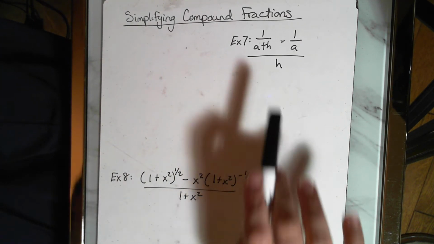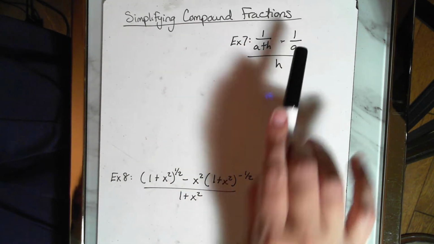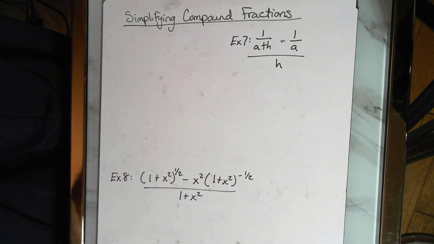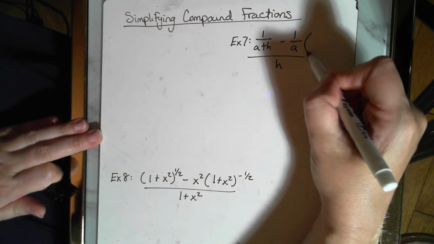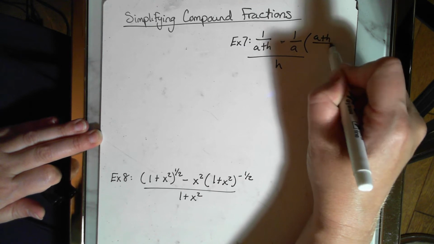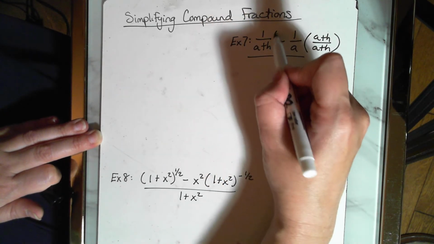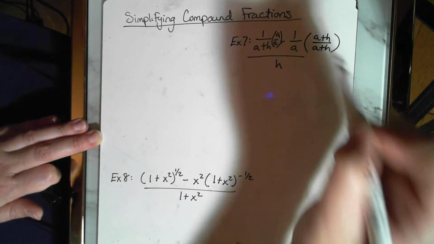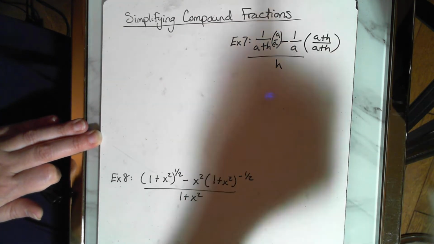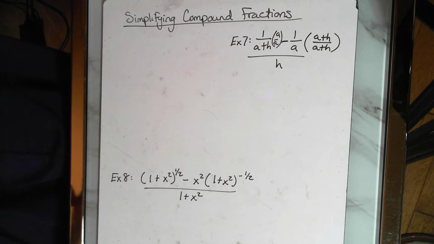Okay, so in this example, again, I need to combine these. They need common denominators. So this fraction is going to be multiplied by a plus h over a plus h. And the first fraction is going to be multiplied by a over a. Okay, and remember this was subtraction in between. Don't want to lose that. So I'm going to multiply that through.